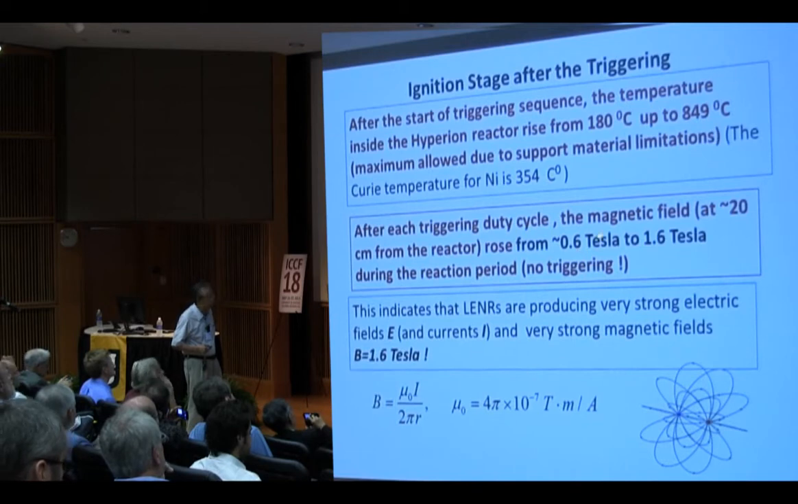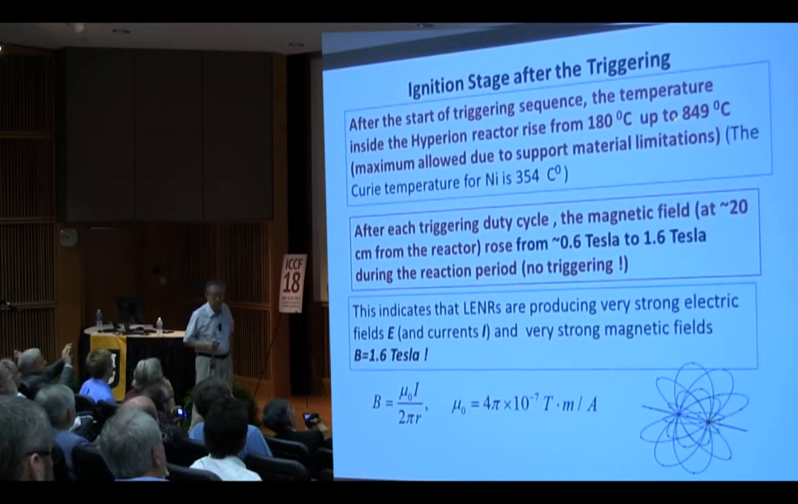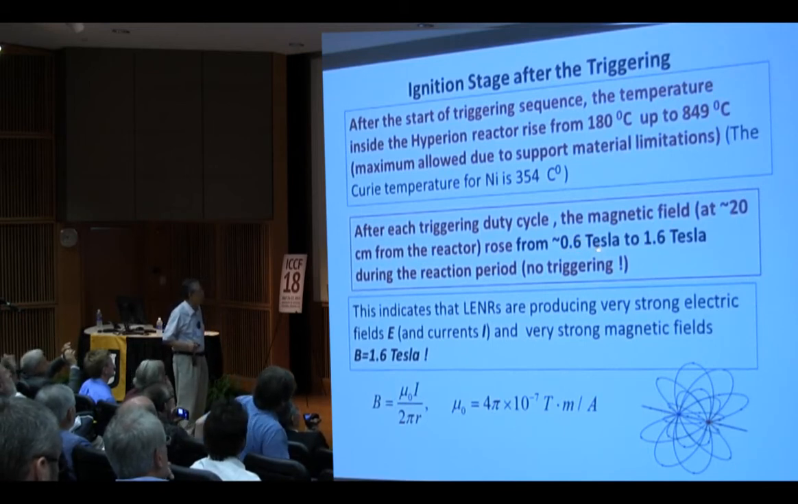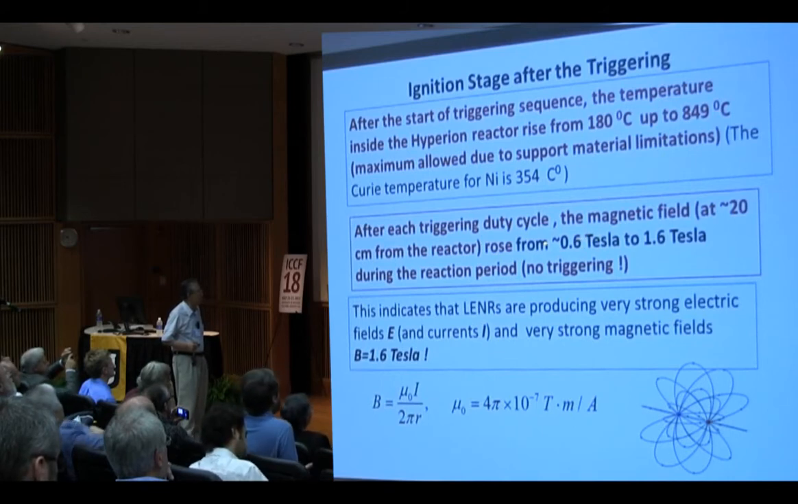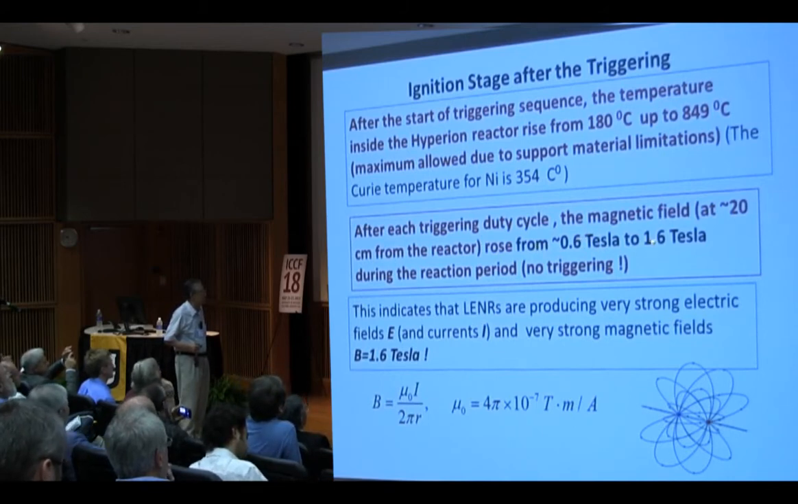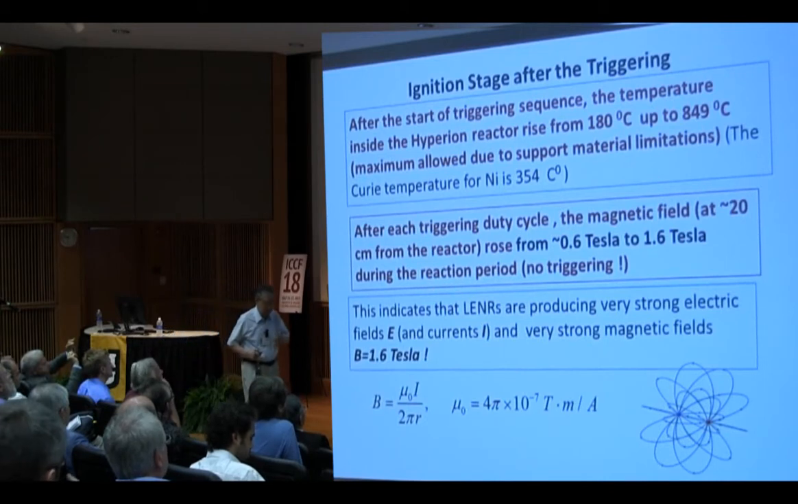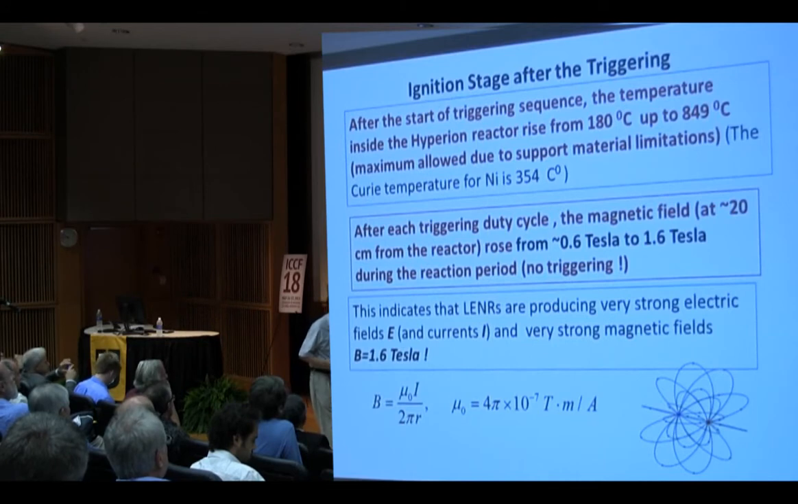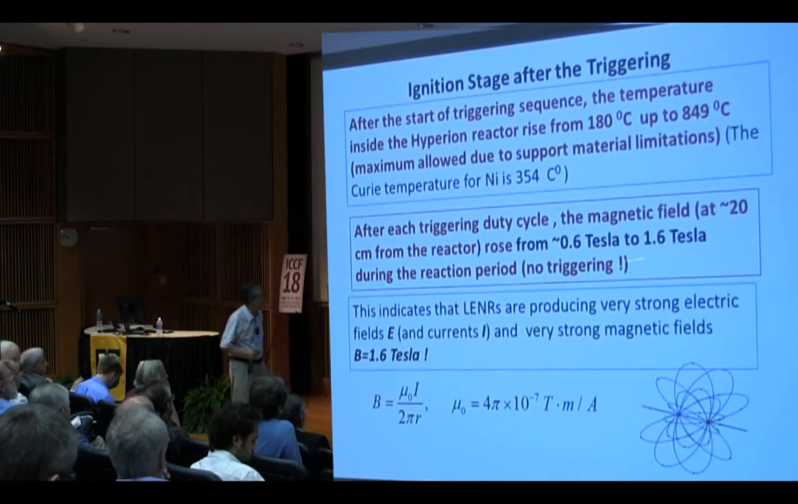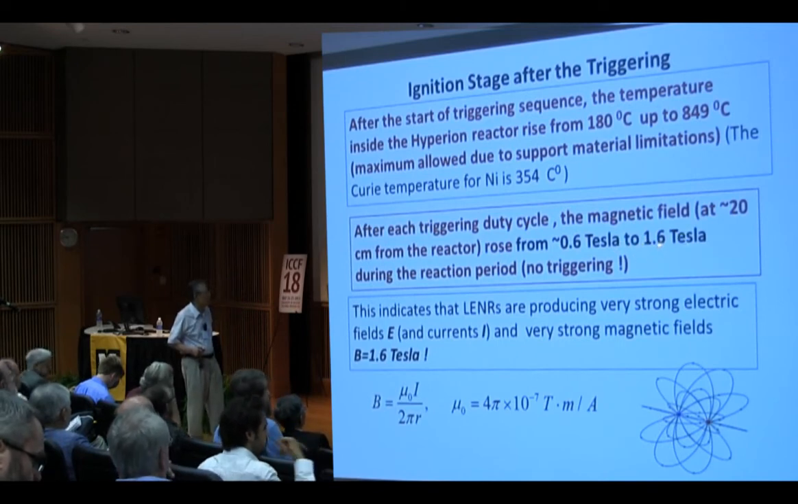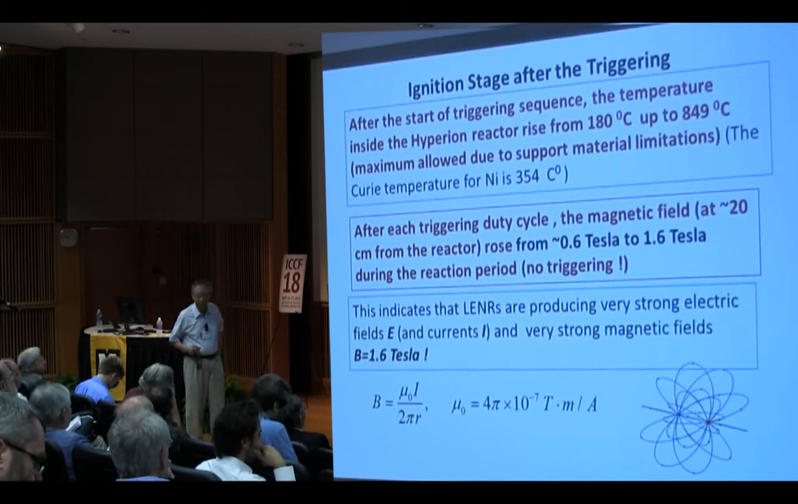magnetic field created, 0.6 tesla. This is about 20 centimeters from the center of the reactor. And after triggering, it increases to almost 3 times, 1.6 tesla. A huge magnetic field is created by whatever nuclear reaction or whatever reaction is happening. Triggering only gives 0.6, while the reaction taking place increases that to 1.6 tesla. So the magnetic field is very involved in the process.